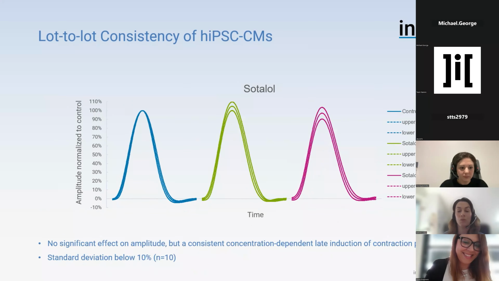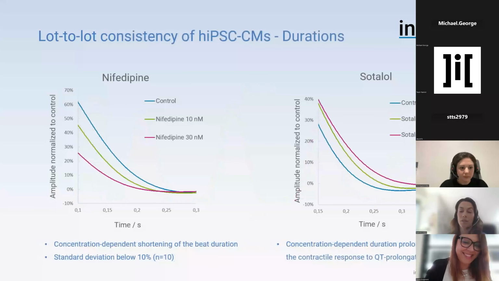And the same was true for sotalol when we applied it to the cells. We have a very low standard deviation, again below 10%, and basically no effect on the amplitude, but a concentration-dependent effect on the contraction prolongation, which is not really well visible on this slide, so we try to depict it differently by plotting the different concentrations right next to each other.